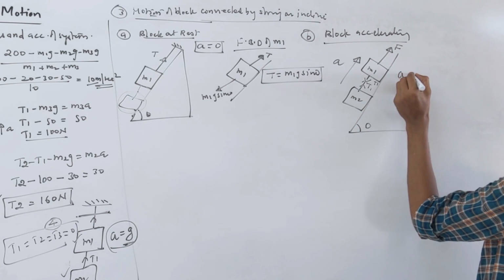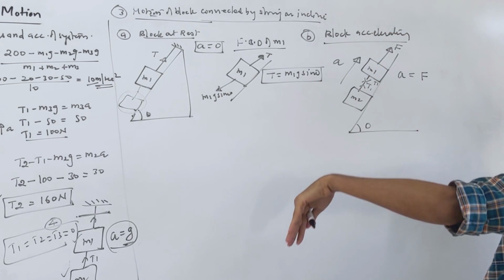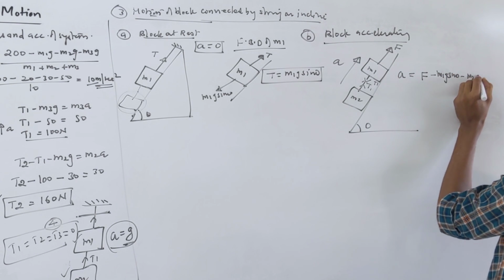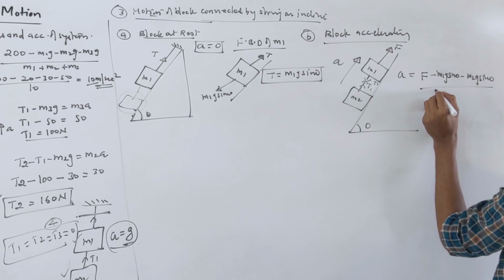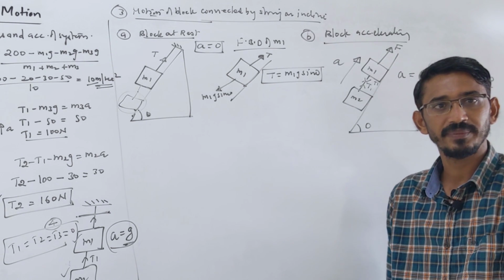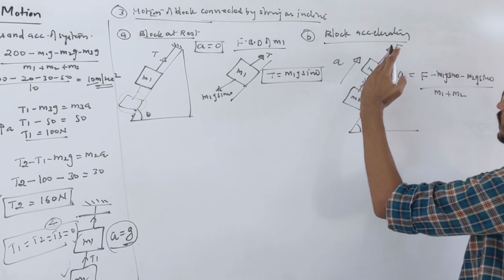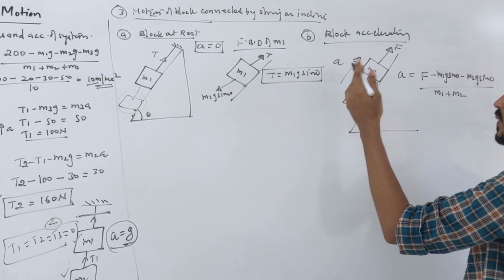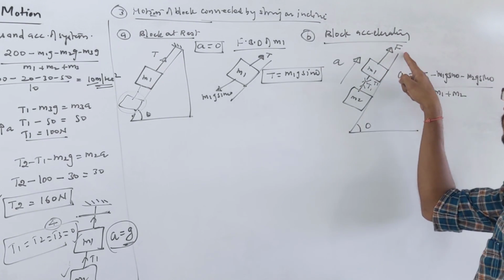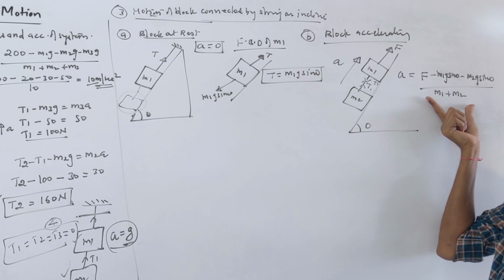So what is the acceleration? Net force is what? F is upward and the weights are downward. So F minus M1g sine theta minus M2g sine theta, divided by M1 plus M2. That will be the acceleration of this system first. We are talking about forces along the inclined surface, so the weight component along the incline becomes mg sine theta. This force is trying to move them upward and the weight is trying to drag them down, so the net force is like this. This is the acceleration of the system.